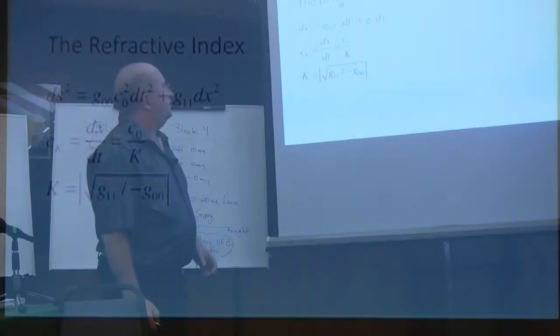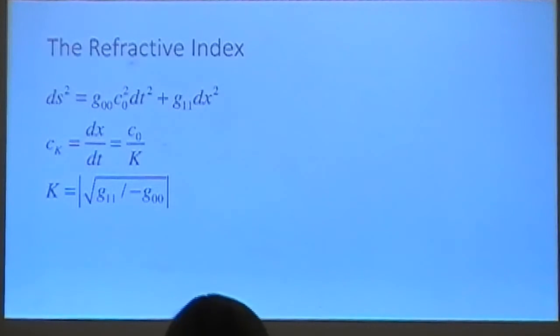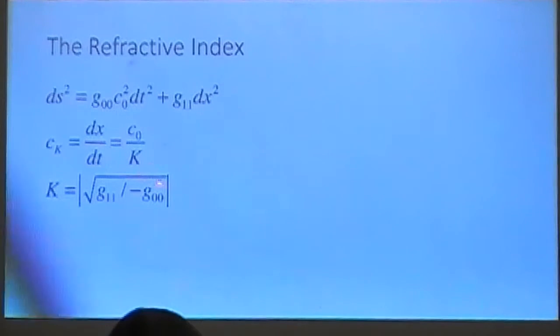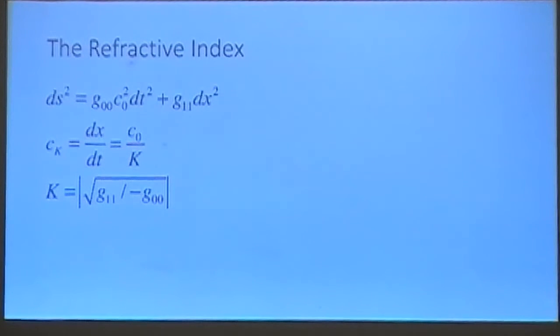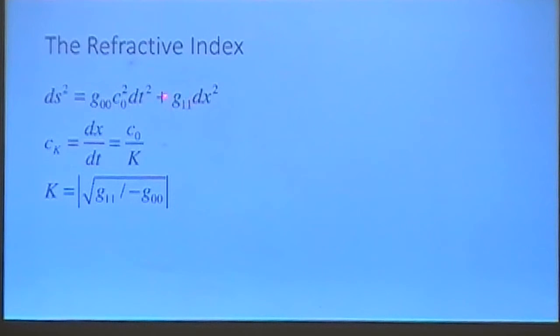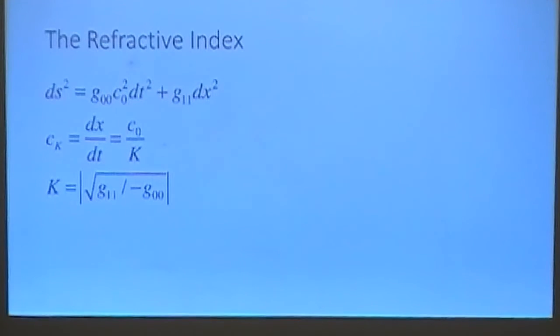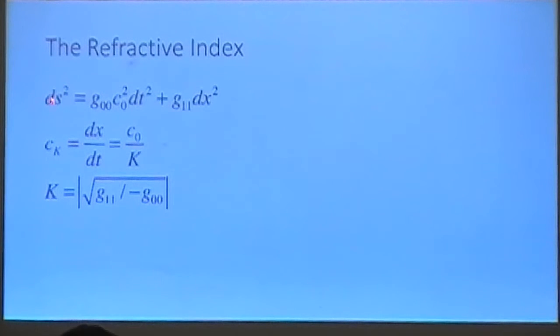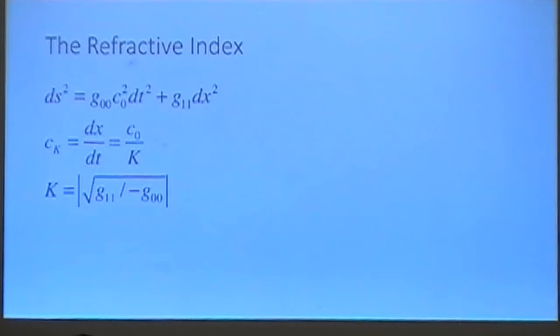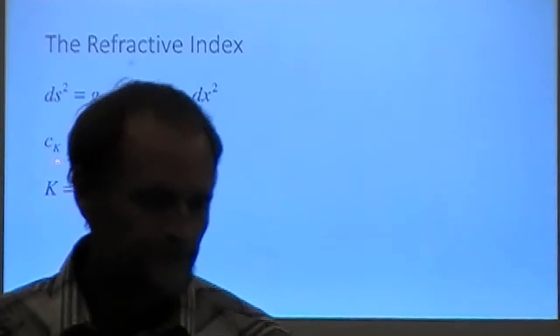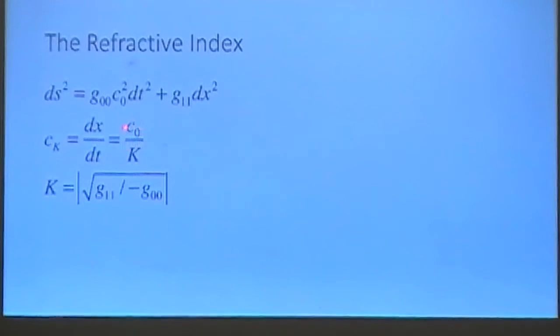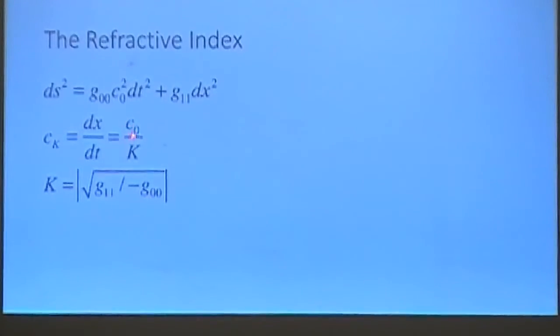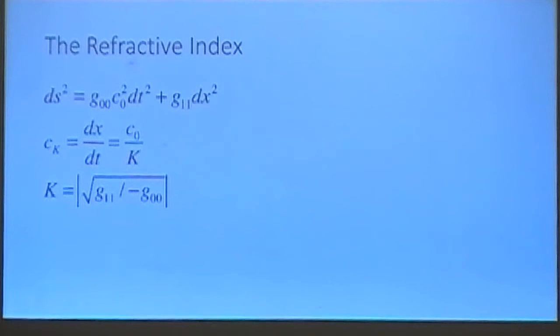In the polarizable vacuum model, we treat gravity as a refractive index, K. So from your line element, this is just a simple two-dimensional line element, you would set ds to 0 for a light wave and then solve for your coordinate velocity of light, C of K, which is the normal velocity of light in vacuum divided by our refractive index, which is induced by gravitational fields.